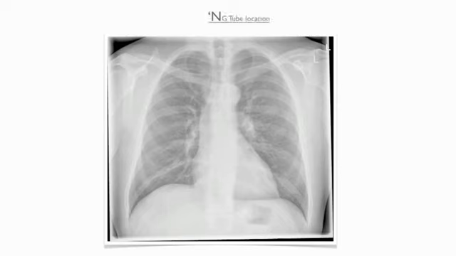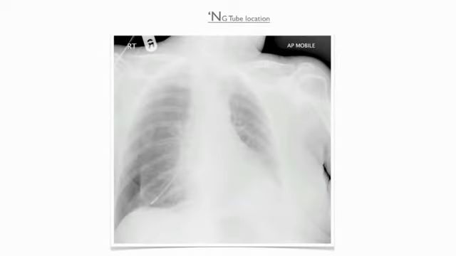NG tube location. Junior doctors are frequently asked to confirm the location of NG tubes. If the tube is correctly placed, the tip should be visible in the gas bubble of the stomach. In this radiograph, notice the location of the tip in the right lower zone. Feeding through this should be avoided.